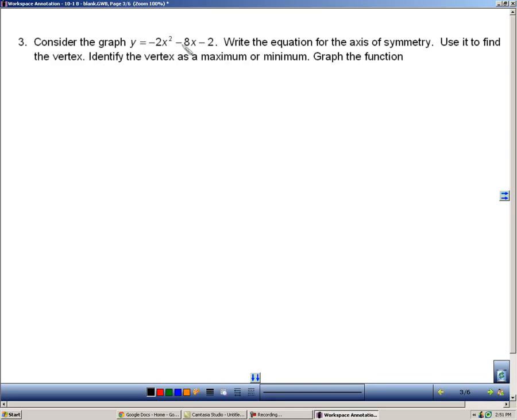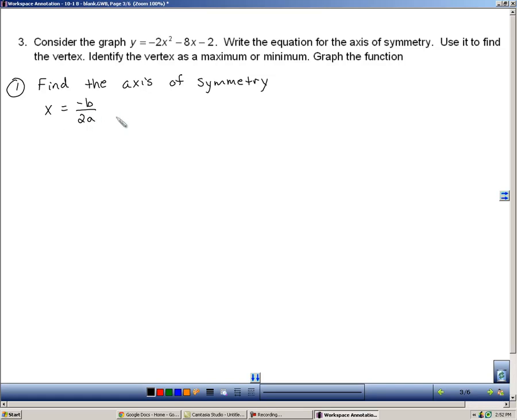So in this example, I'm going to graph this quadratic equation, but rather than just plugging in a bunch of points, I'm going to find the axis of symmetry, then find the vertex. I'm going to graph it, and then tell if it's a maximum or a minimum. So we start with the first step, finding the axis of symmetry.